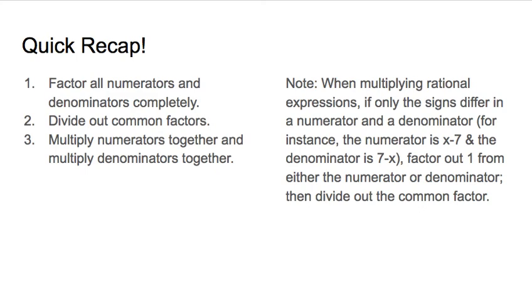Quick recap. First, factor all numerators and denominators completely. Second, divide out common factors. Third, multiply numerators together and multiply denominators together. Note, when multiplying rational expressions, if only the signs differ in the numerator and the denominator, for instance, the numerator is x minus 7 and the denominator is 7 minus x, factor out 1 from either the numerator or denominator. Then divide out the common factor.